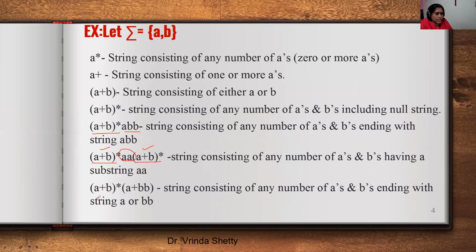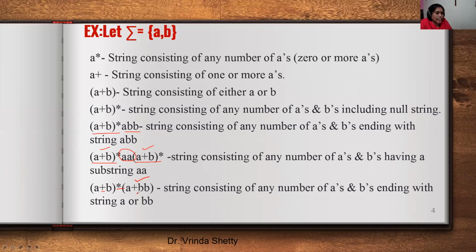Next, if the given expression is like this, is it a regular expression? Yes, it consists of (A plus B) whole star. What does it indicate? A string consisting of any number of A's and B's. But if you see here, we have A or BB.